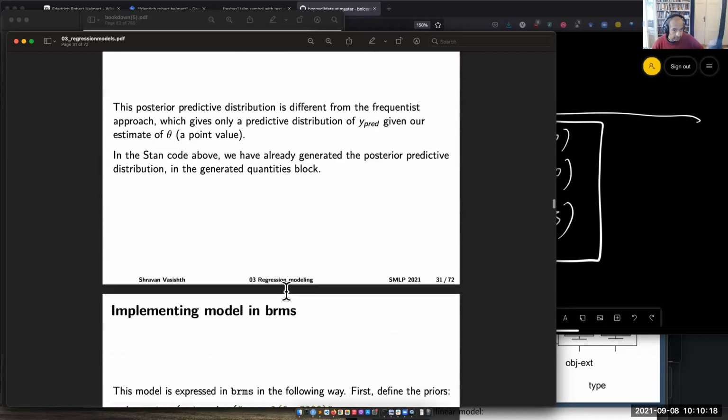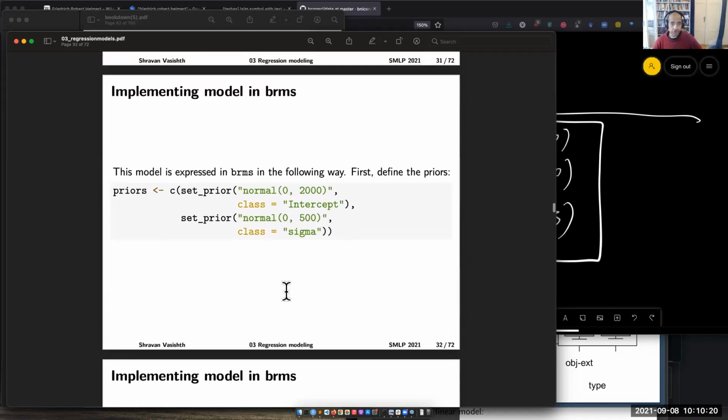Okay, so now let's look at this. What I'm going to show you is how to fit the same model that I just specified in Stan, how to fit it in brms. The advantage of brms is that it uses the familiar lm and lmer syntax. So the syntax for brms is the following. First, we have to define some priors, and this will be saved as a vector, each element of which specifies a prior.